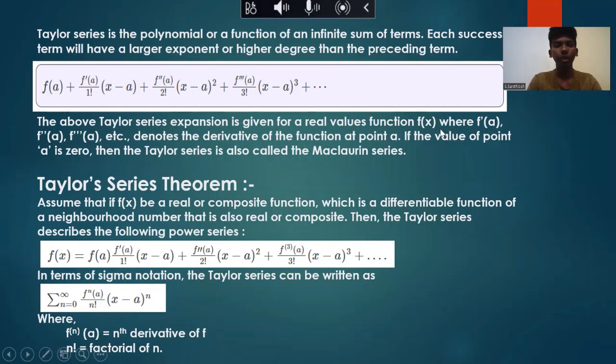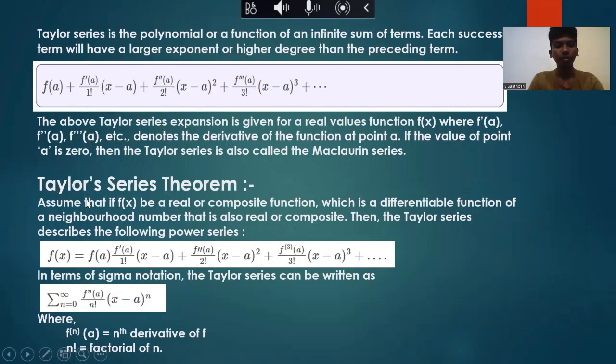If the value of point a is 0, then the Taylor series is also called as Maclaurin series. So if you take the value of a to be 0, then over here you can call it as a Maclaurin series. And if it's not equal to 0, then you'll get the Taylor series form itself.